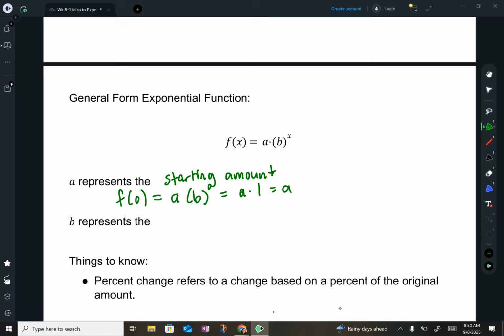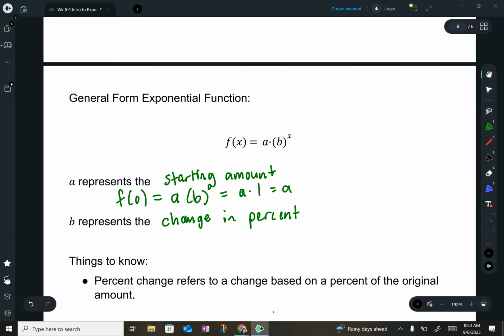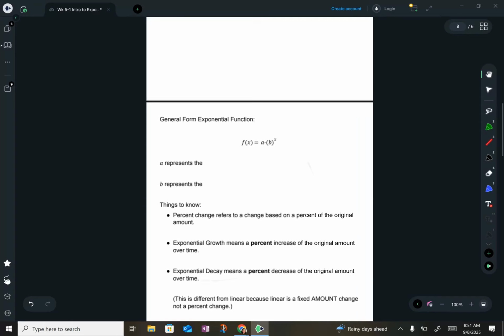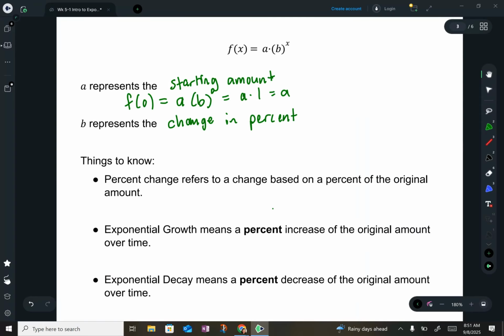B represents the change. And in this case, it's a percent change. So that can be either growth or decay. So percent change means that these exponential functions are changing by a fixed percent every time, unlike with linear functions, which are changing by a fixed amount. If b is greater than 1, we're going to get exponential growth. And if b is between 0 and 1, we're going to get exponential decay, which means that it's going to decrease, taking a percent decrease of the original amount.